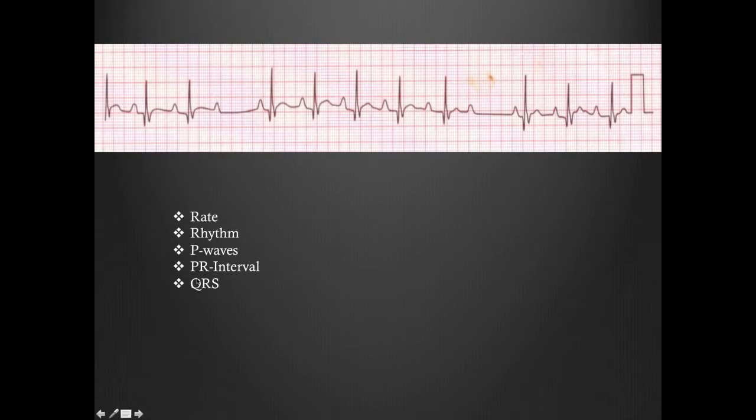Okay, for our first rhythm strip, let's go through the 5-step process. I put all 5 steps down there at the bottom of the screen, so let's look at this real quick. Let's look at the rate. The rate looks to be about 75 or 80 beats per minute. The rhythm, it actually looks pretty regular. If you drew it out, it actually would be regular between the beats, but then there's that missed beat, so that makes it a little odd. I wrote down regular.